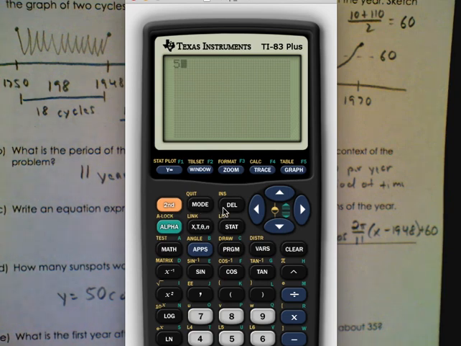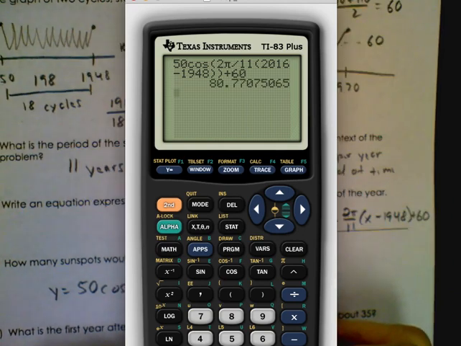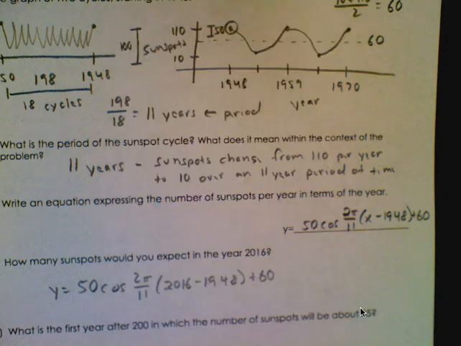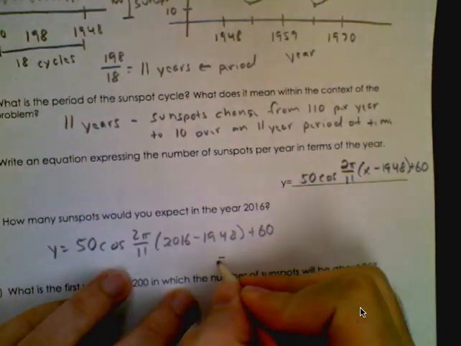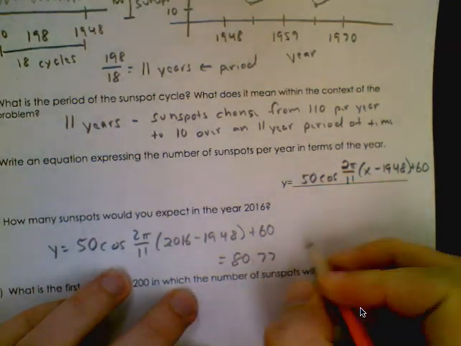So it's 50 cosine, notice an open parenthesis, 2 pi divided by 11. That is going to have another parenthesis after it, 2016 minus 1948, 2 close parentheses plus 60. And if you run that, you should get the number 80.77. So our answer turns out to be 80.77 sunspots.